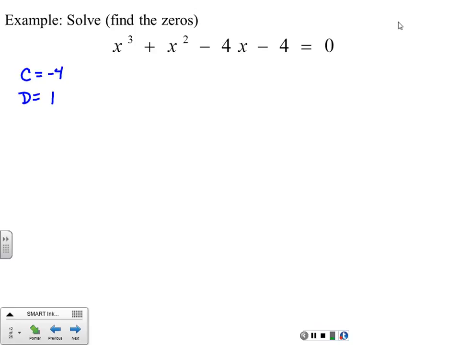So, this sign is really going to be irrelevant. What I want to do is I want to find factors of 4. Can you tell them to me? Right? And the reason why I said that sign is irrelevant is because we're going to do both plus and minus of each of these. What are the factors of D? Or factors of 1? It's your leading coefficient. And C is your constant.